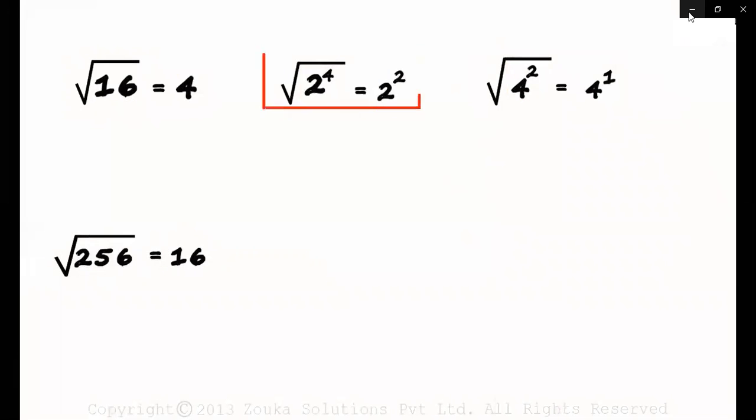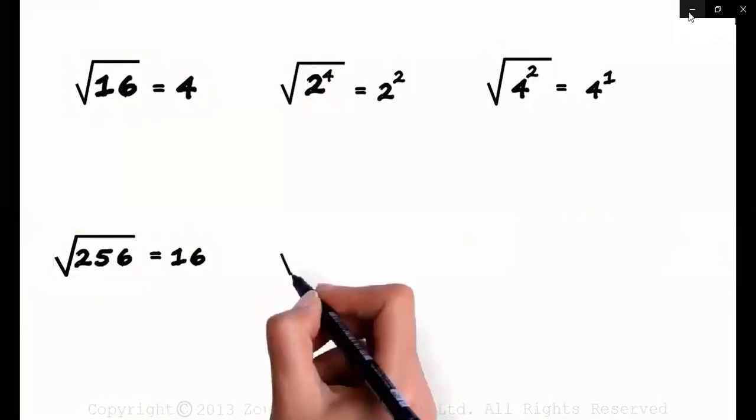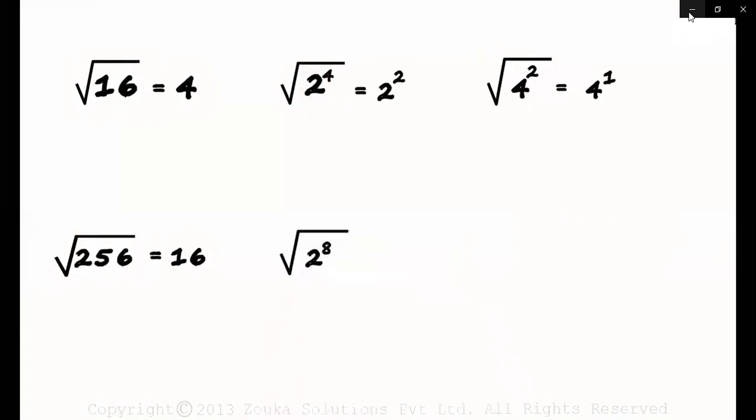So what happens to the base and what happens to the exponent, that we'll observe from here. The base remains the same, but we can see that the exponent is halved, okay, which is divided by 2. Similarly, in this case also, the base remains the same, but the exponent is halved, okay? So is this working every time or not? So we'll check this with one more example.